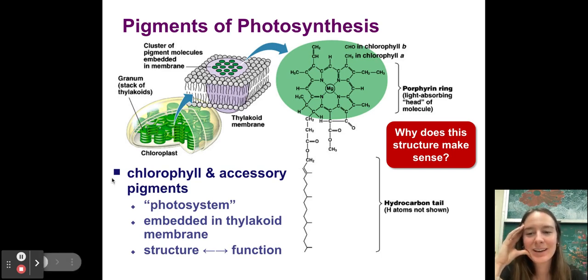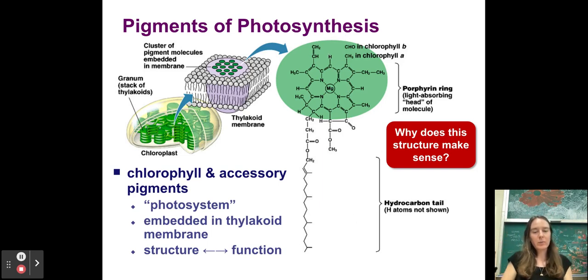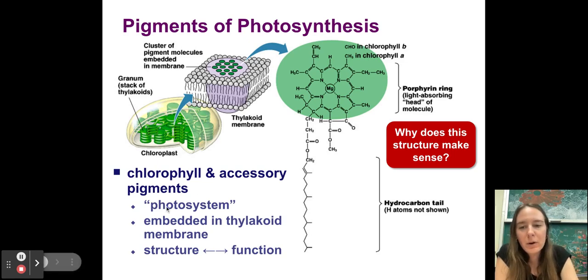Hopefully you're seeing that. All right, now each of these pigment molecules doesn't just work on its own. It works with a group of pigment molecules called a photosystem. We'll take a look at that in a second.